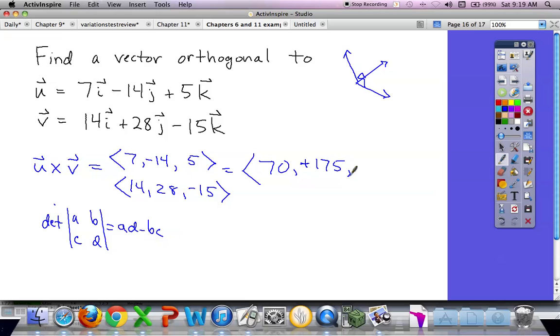And the last component, again, cover up the last component of the two vectors and then do the determinant. Do the determinant 7 times 28 minus -14 times 14. 7 times 28 minus -14 times 14. 392.